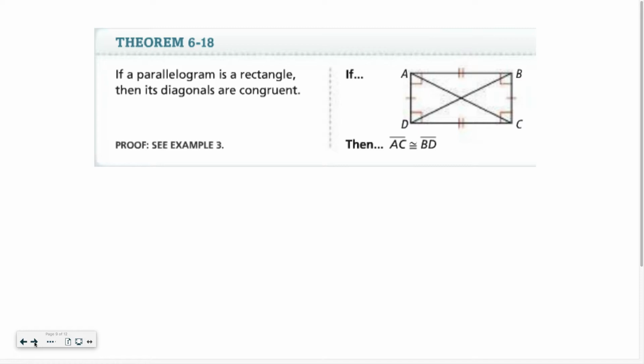So Theorem 6-18 is if a parallelogram is a rectangle, then its diagonals are congruent. Okay, so you can see this picture of the rectangle. We have all 90-degree angles in the corners. We have opposite sides are congruent. And we know that the diagonals are also congruent. Go ahead and take a screenshot of that if you would like, and let's move on.